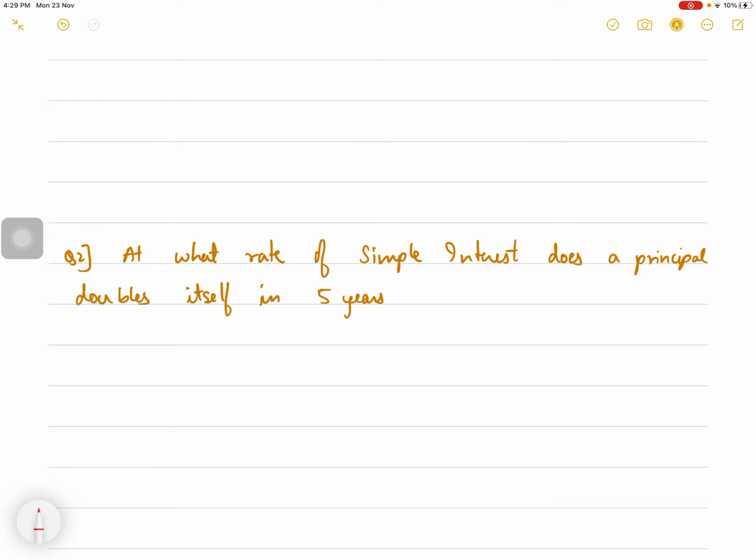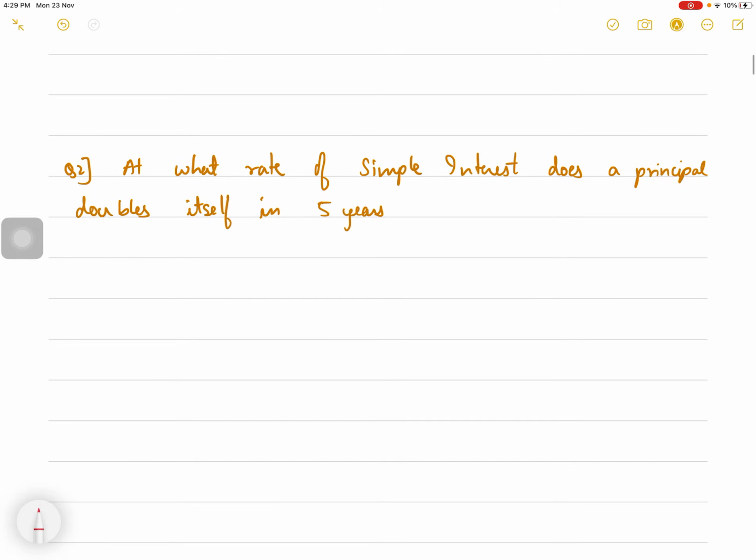At what rate of simple interest does a principal double itself in 5 years? This question also we have solved before. So I want my students to pause the video, solve it yourself, and then play the video and check your answers. You are supposed to find r. Let principal be 100, then amount will be equal to 200. Period, that is n, is 5 years.